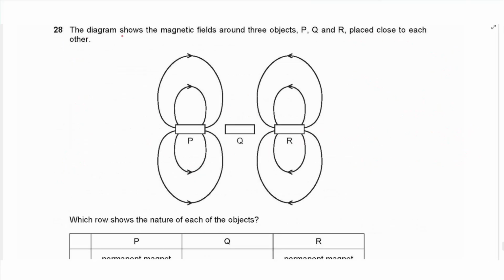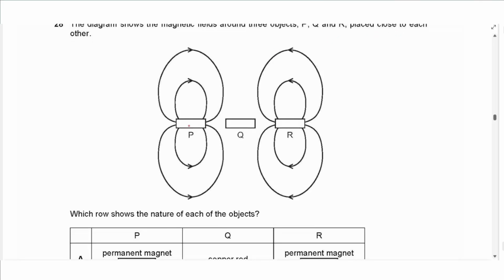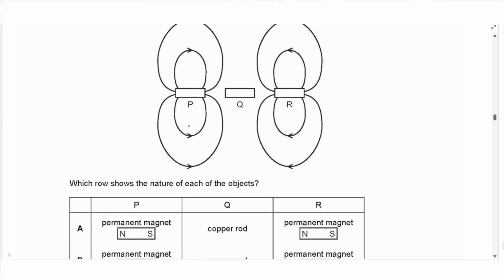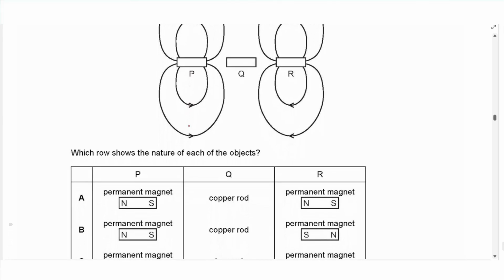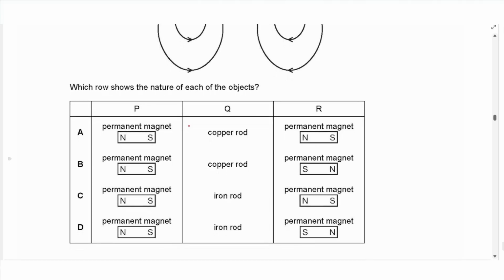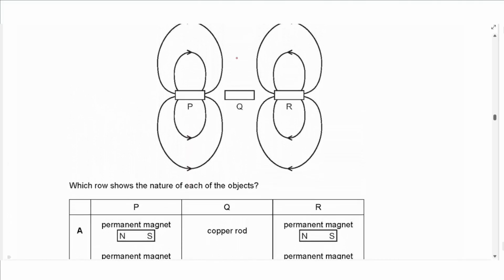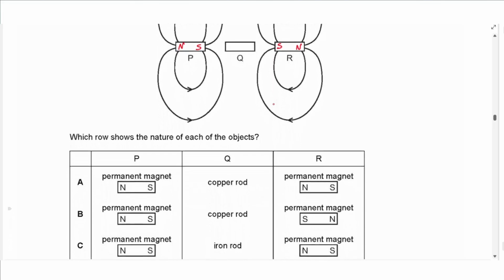Question 28 says the diagram shows the magnetic fields around three objects P, Q, and R placed close to each other. Which row shows the nature of each of the objects? So P and R have magnetic fields, so they are permanent magnets. But the magnetic field points away from the North Pole and towards the South Pole. So here is N and this is S. So we check these first.